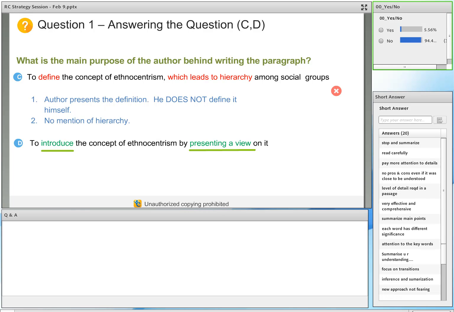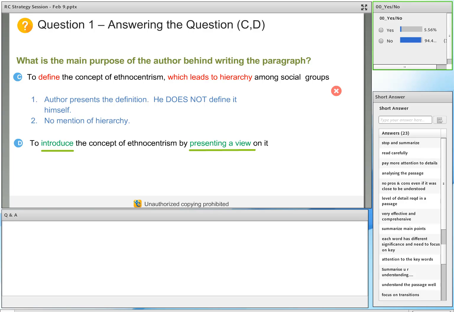Stop and summarize, read carefully, pay more attention to details, know pros and cons, even if it was close to be understood. How to go about an RC passage, summarize your understanding. To understand and summarize, pay attention to transition words, okay?